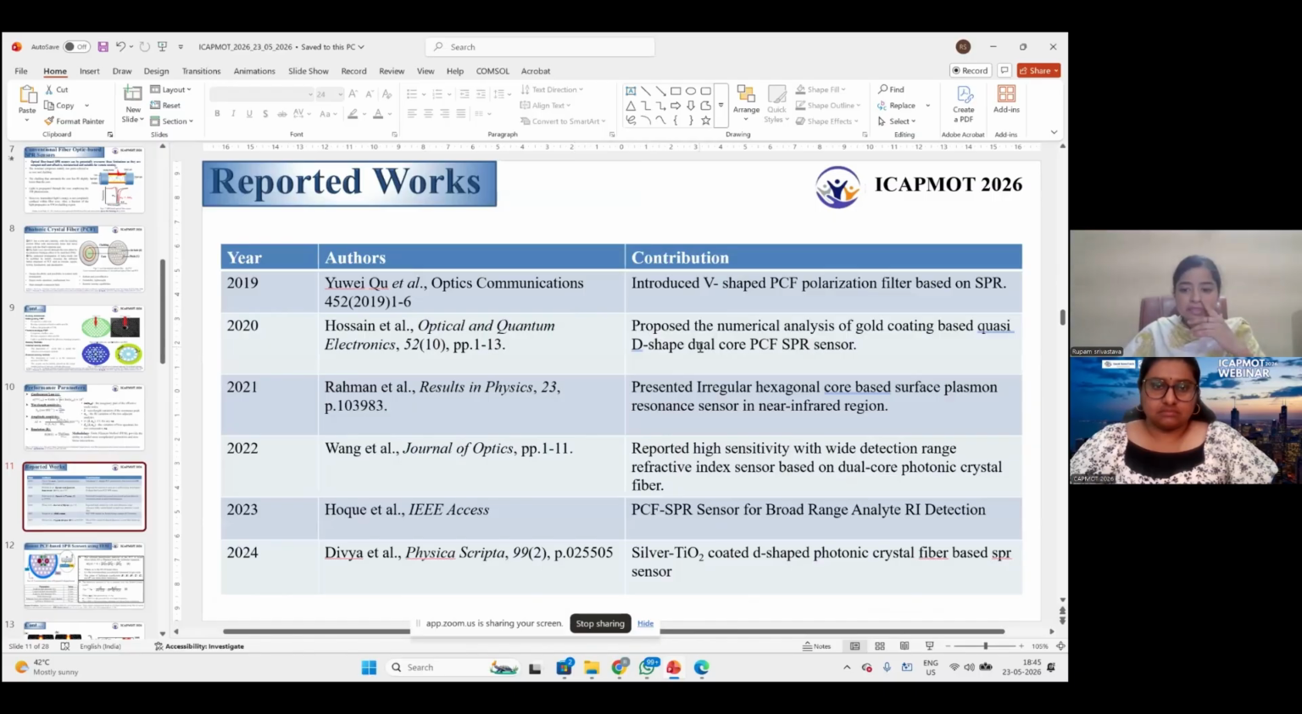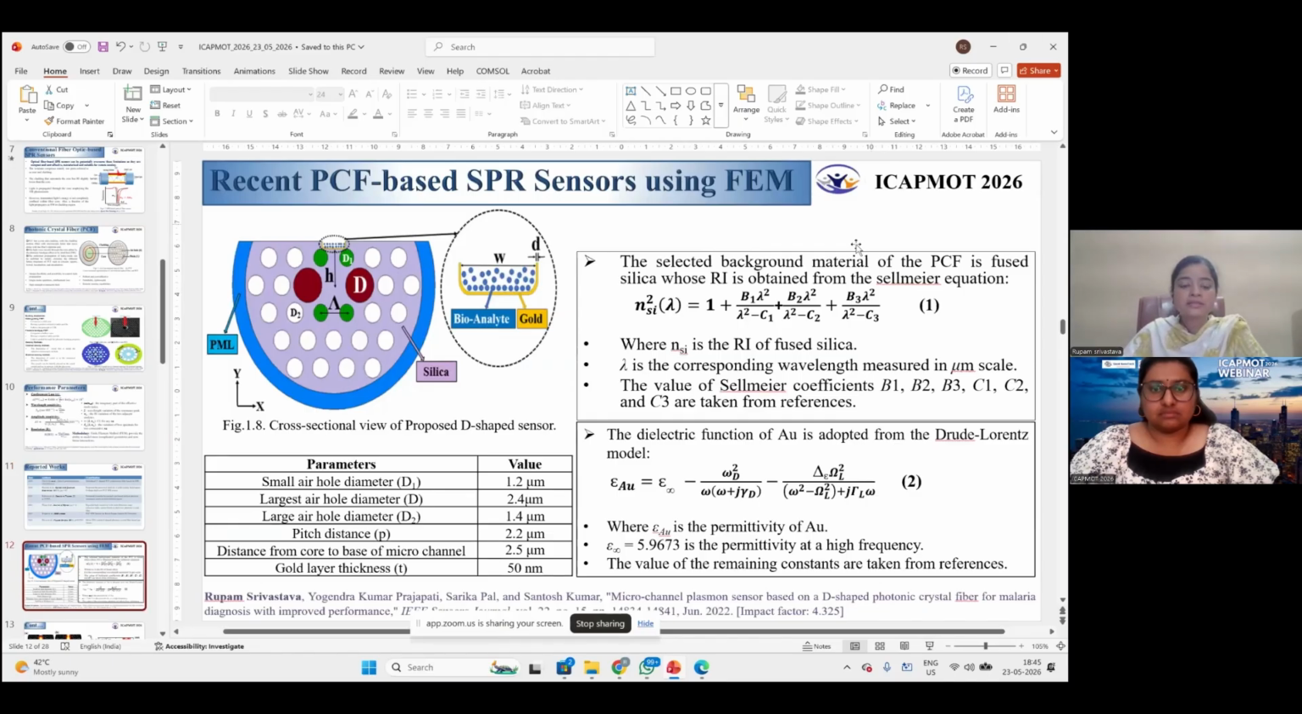These are the different reported works in the literature by different researchers. These works contribute different PCF structures, how to optimize the structures, and how to use different materials so that the performance can be improved. So these are some recent PCF based SPR sensors using the finite element method.